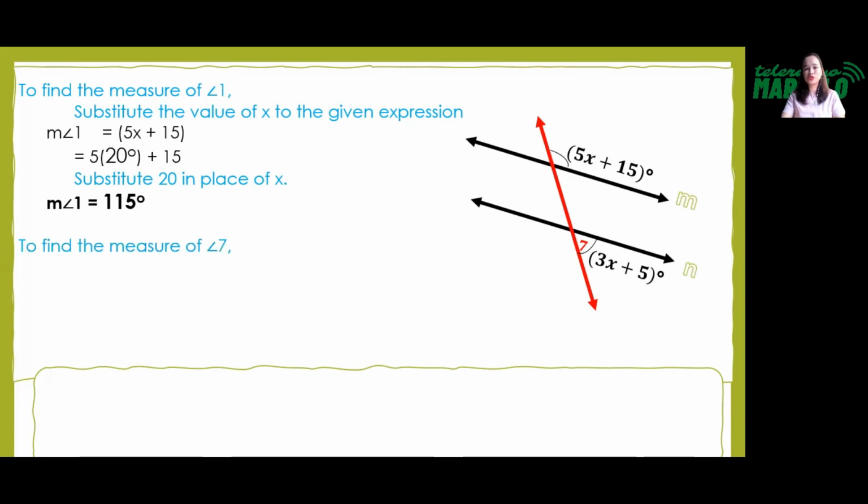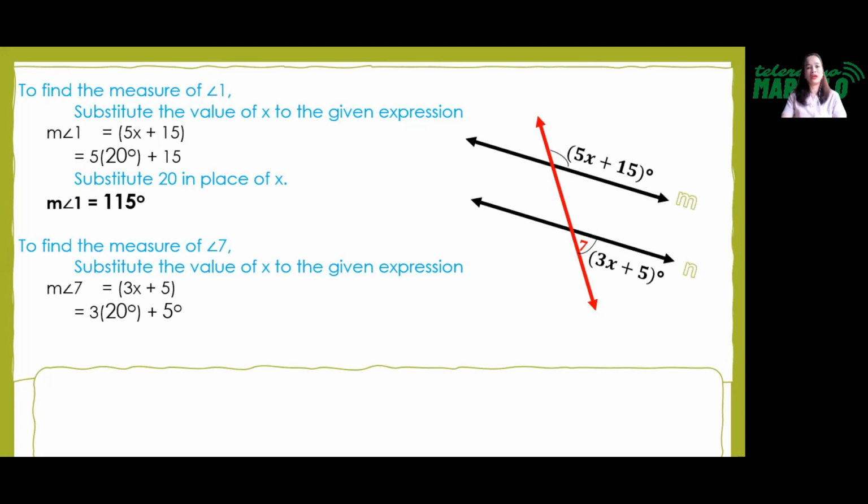To find the measure of angle 7, substitute the value of x to the given expression. Measure of angle 7 is equal to 3x plus 5. Substitute the value 20 to x. So we have 3 times 20 plus 5. So that will give us 65 degrees. That means that the measure of angle 7 is 65 degrees.